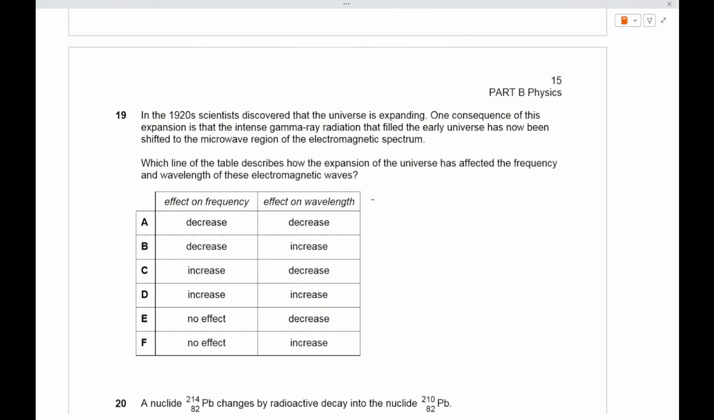So this question, we only have to focus on the frequency and the wavelengths. We know that it goes from gamma to microwave. You should have the electromagnetic spectrum memorized. You know that microwave radiation has a lower frequency, so it has to be one of these two. Because all electromagnetic radiation travels at the same speed, wavelength and frequency are inversely proportional. That means that if the frequency decreases, the wavelength must increase. That case is going to be B.